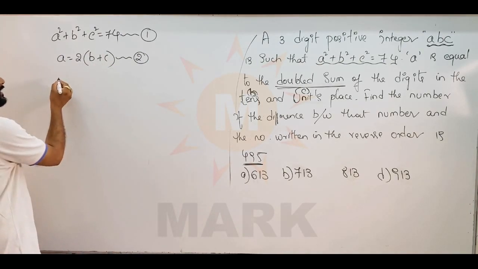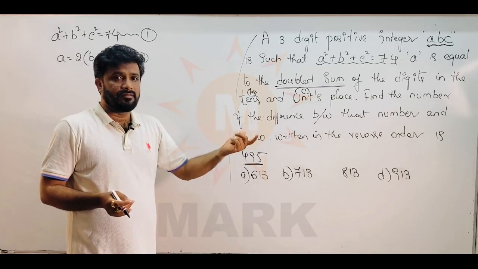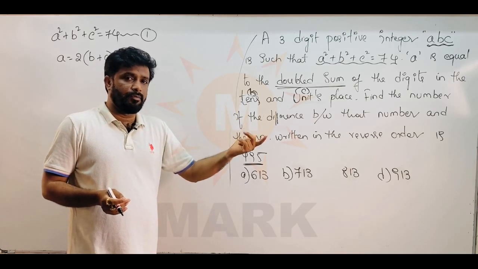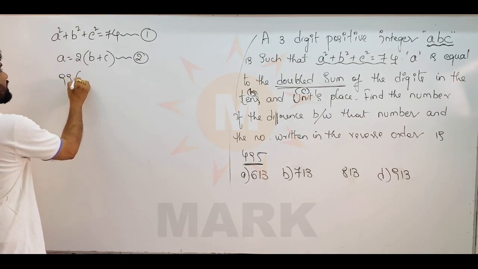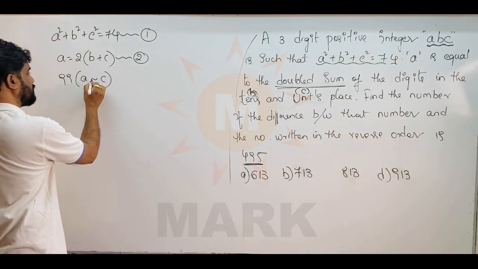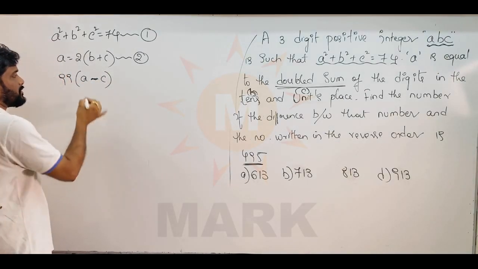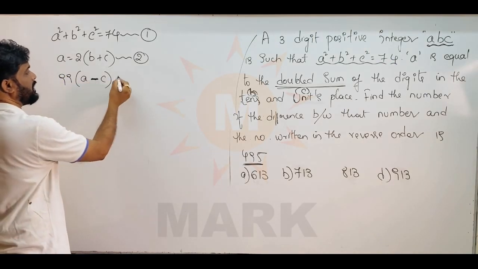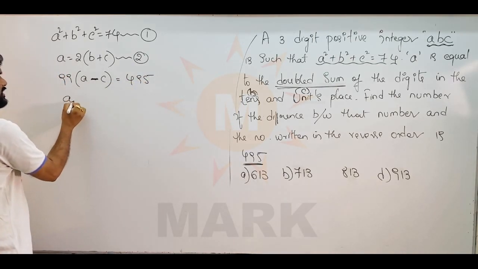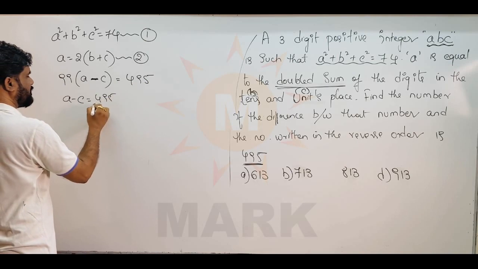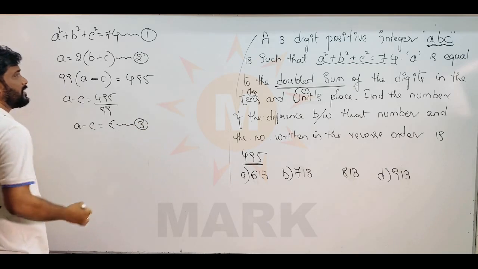495, my dear friends. We know already that in this kind of 3-digit number, if you take a number and reverse it and take the difference of both numbers, the difference is always divisible by 99, right? So we can write it as 99 into (A minus C), where A is the bigger number and C is the units place number. So 99 into (A minus C) is equal to 495. That means A minus C is equal to 495 divided by 99, that is, A minus C is equal to 5. This is equation number 3.